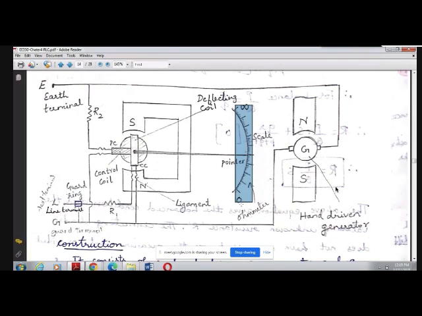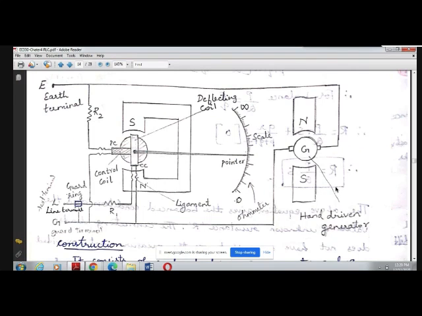When you check these 2 conditions, when you keep it open circuit, the pointer should show deflection towards infinity, and when you short circuit these 2 terminals and start rotating this generator handle, you should get 0. Okay, so if these 2 conditions are satisfied, then your megger is working correctly.